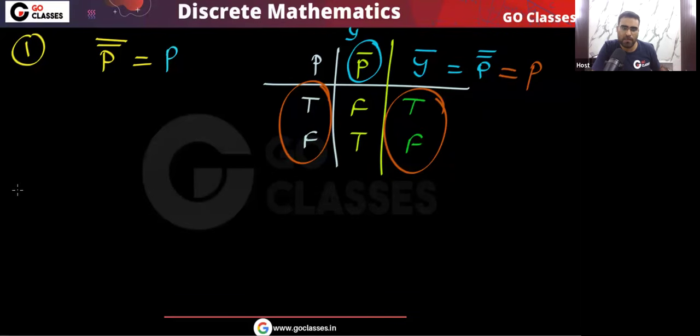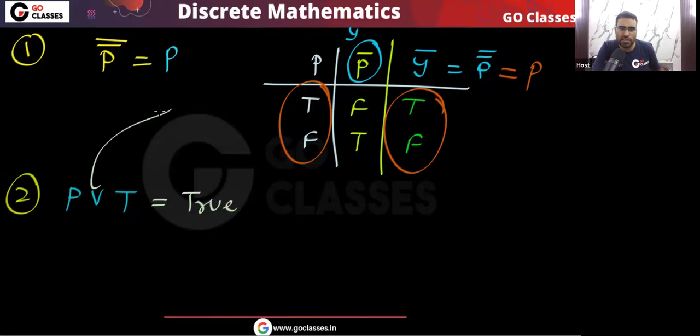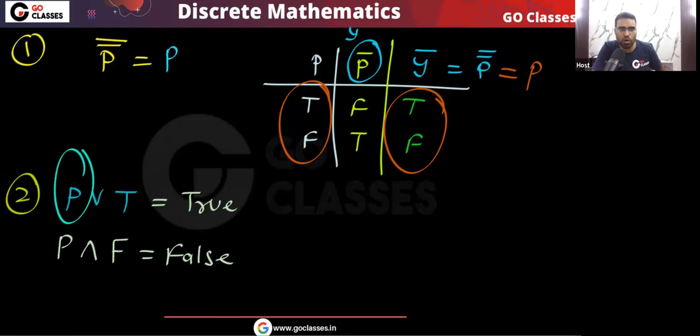Let's see another, some easy ones. For example, what will be P or true? Tell me, what will happen if you do P or true? That will be true. You can check the truth table of disjunction, the truth table of or. You will see that anything or true will be true. Similarly, tell me, if I do anything or false, what will I get? Anything or false, that will be false.